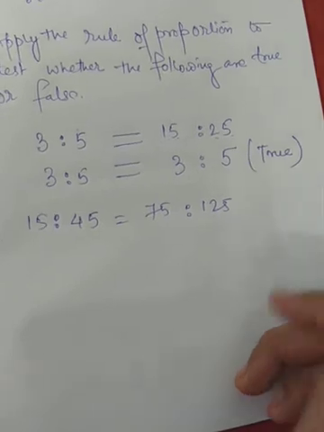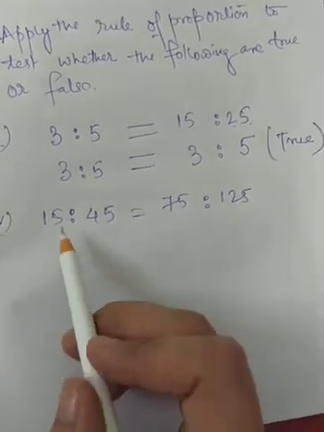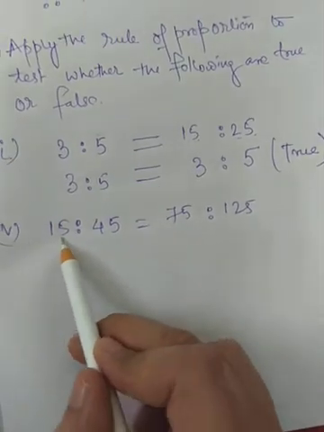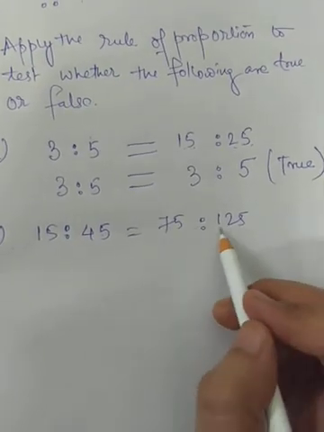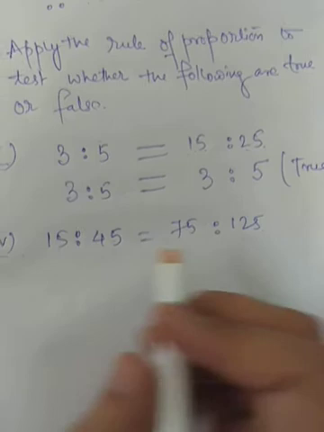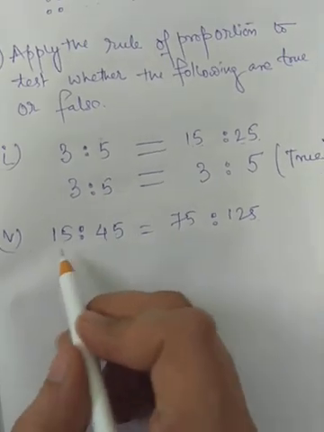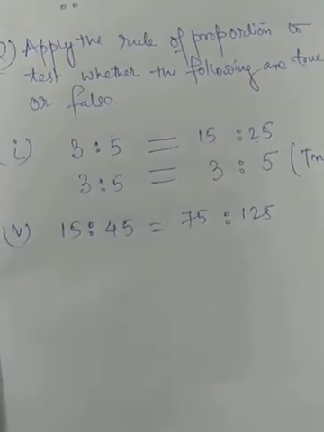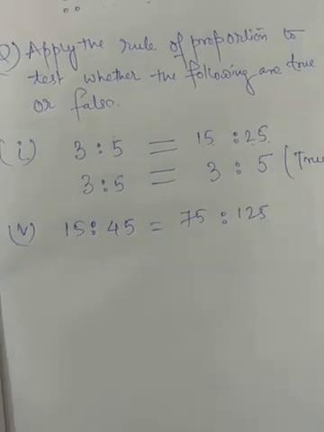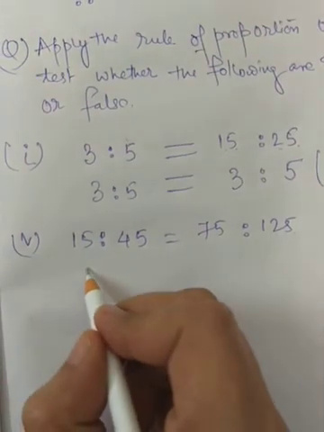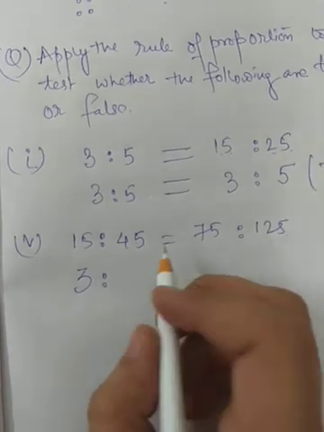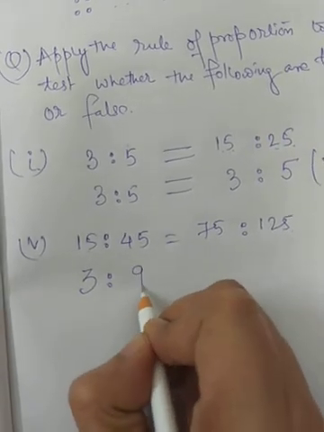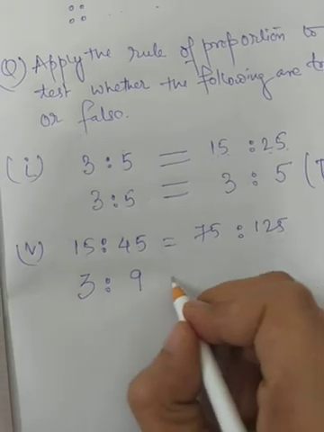Now taking one more example, let us see. The first ratio is 15 is to 45, and the second ratio is 75 is to 125. Clearly in these two numbers, 5 is common. So 5, how much is 15? Yes, 5 3s are 15 and 5 9s are 45, isn't it?